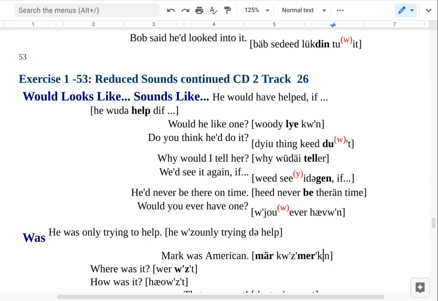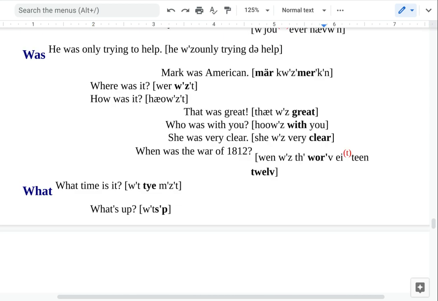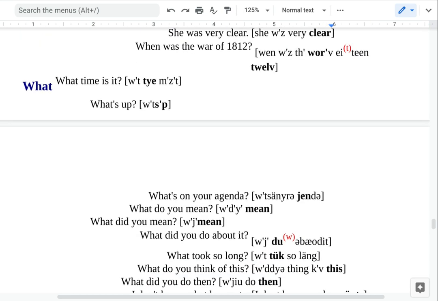Was. He was only trying to help. Mark was American. Where was it? How was it? That was great. Who was with you? She was very clear. When was the War of 1812?